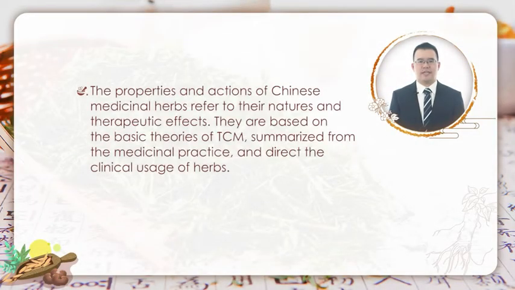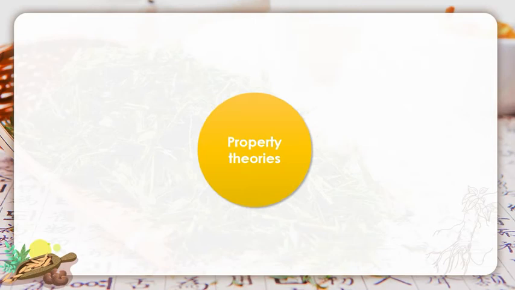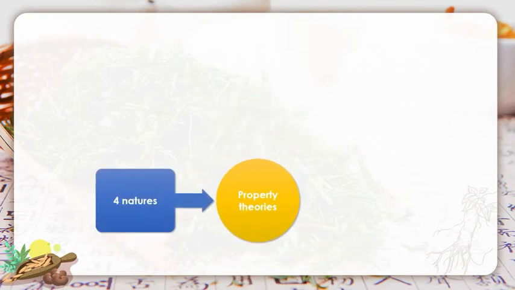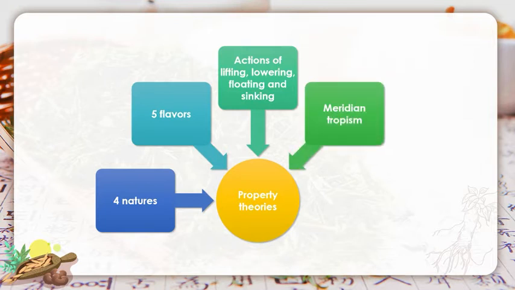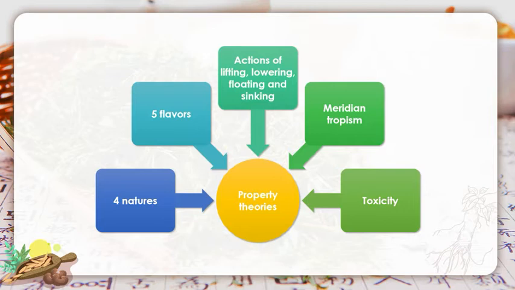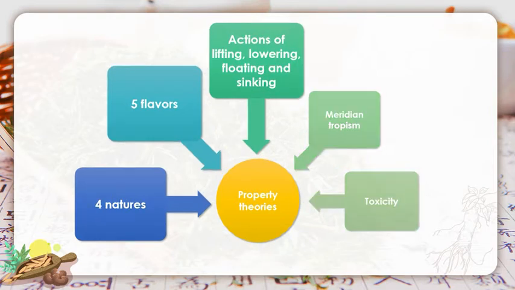So, the properties and actions of Chinese medicinal herbs refer to their natures and therapeutic effects. They are based on the basic theories of TCM, summarized from medicinal practice, and direct the clinical usage of herbs. Generally speaking, the property theories refer to 4 natures, 5 flavors, actions of lifting, lowering, floating, and sinking, meridian tropism, and toxicity. But we'll talk about the first 3 parts of it today.